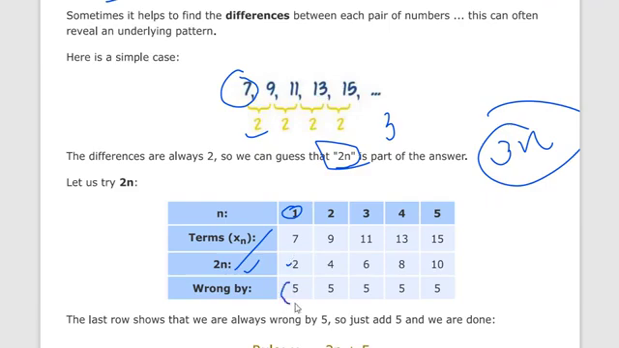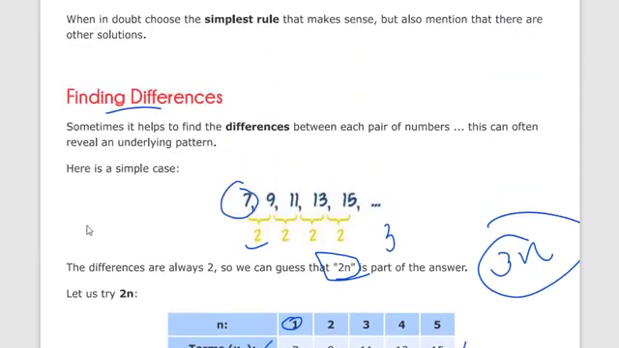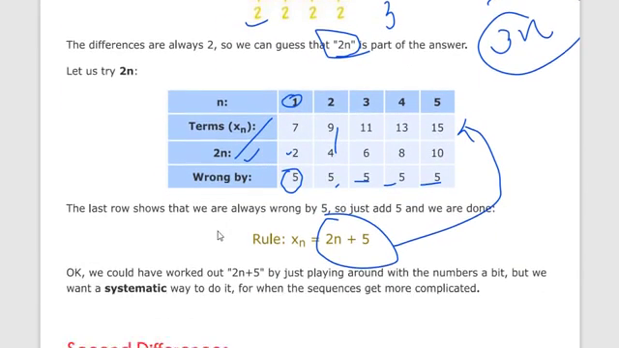So how much is it wrong by? 7 minus 2, that is 5. The second term is also off by 5. So you can see that all the numbers are lesser by 5. So what will we do? We just add 5 to the equation: 2n plus 5. So we get the original sequence. With this method you can get the rule of any sequence.